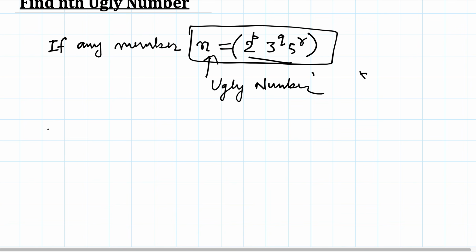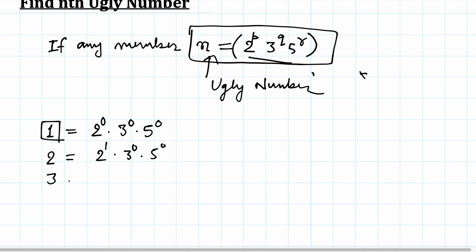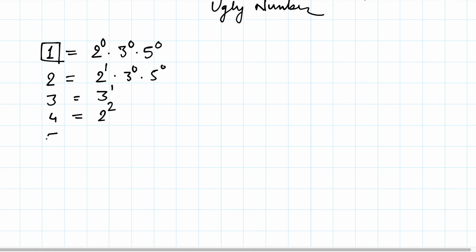So what is the smallest possible ugly number? 1, because I can write 1 as 2 to the power 0. So this is the smallest ugly number and this is the base case. And then next will be 2, because we can write it as 2 to the power 1 and others power 0. Then 3, because this is just 3 to the power 1. Then 4, because it's 2 square. Then 5, it's 5 to the power 1. 6 is just 2 and 3.